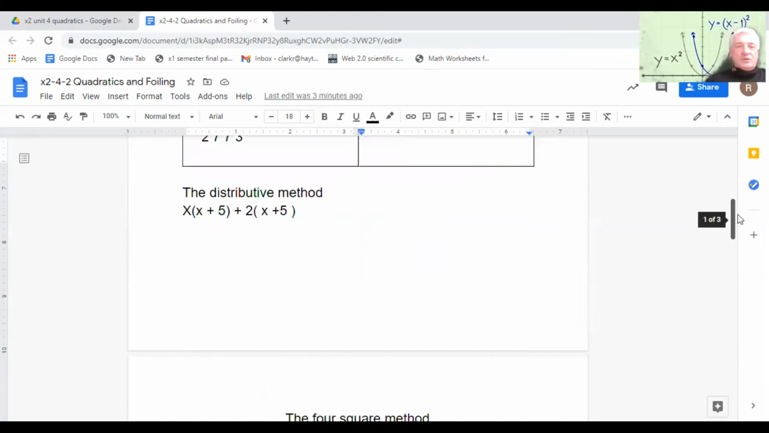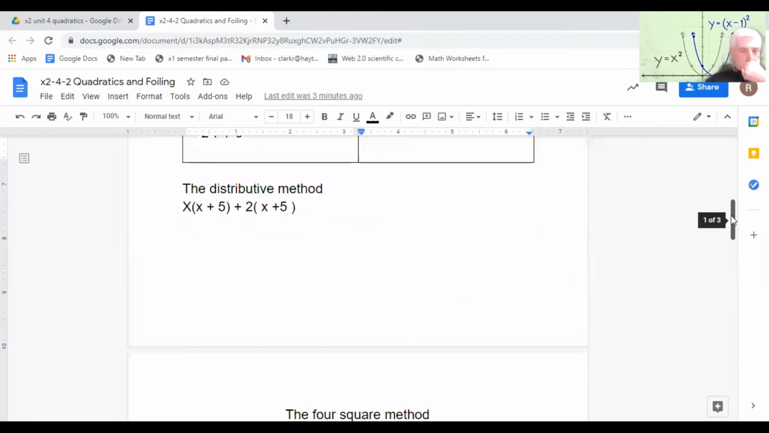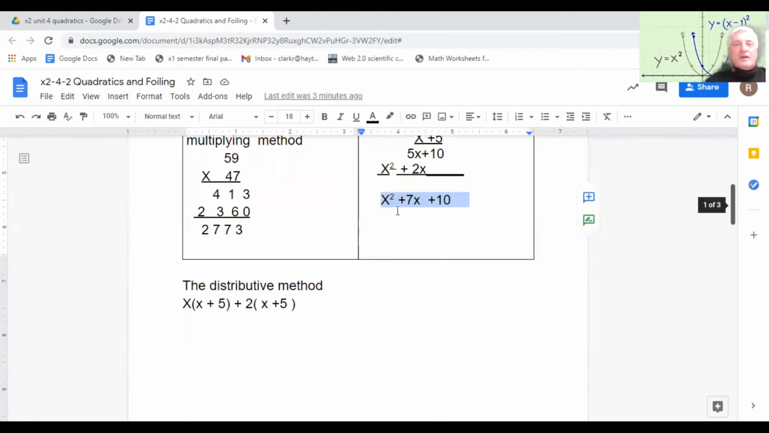Another method you could use would be called the distributive method. This is very bulky, but what you get is you get the same answer. You're going to multiply x times x plus 5. Then you're going to multiply plus 2 times x plus 5. And what answer do you come out with when you combine like terms? x squared plus 7x plus 10.